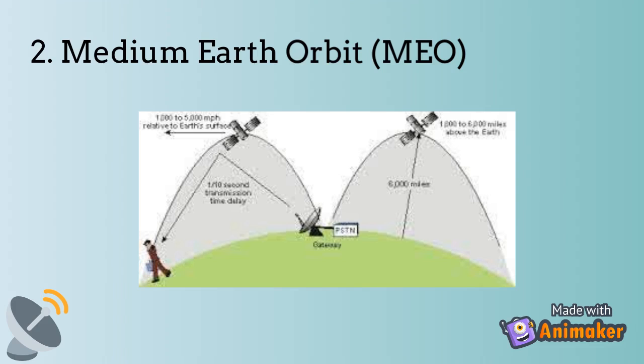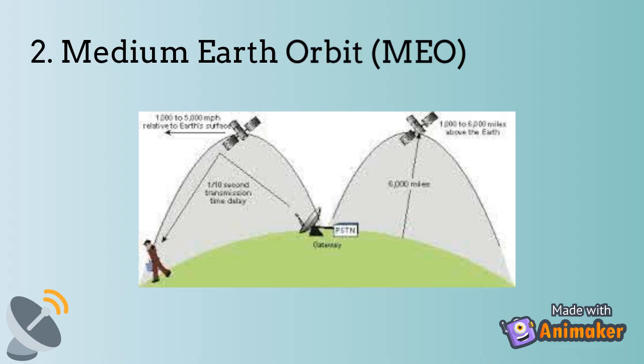MEO satellites are similar to LEO satellites in functionality. They are visible for much longer periods of time than LEO satellites, usually between 2 to 8 hours. MEO satellites have a larger coverage area than LEO satellites. Advantage of MEO. MEO satellites' longer duration of visibility and wider footprint means fewer satellites are needed in a MEO network than a LEO network.